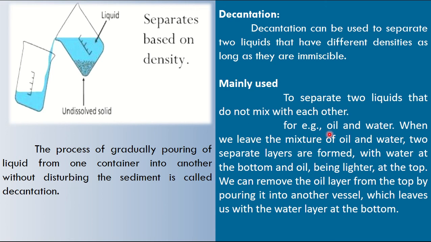For example, if we take two different liquids, that is oil and water, they have two different densities. So if we want to separate the mixture of oil and water, then we get two layers with water at the bottom and oil at the topmost layer, because it is lighter than water. Then we can easily remove the oil layer from the top by pouring it into another vessel, and it also leaves the water at the bottom.